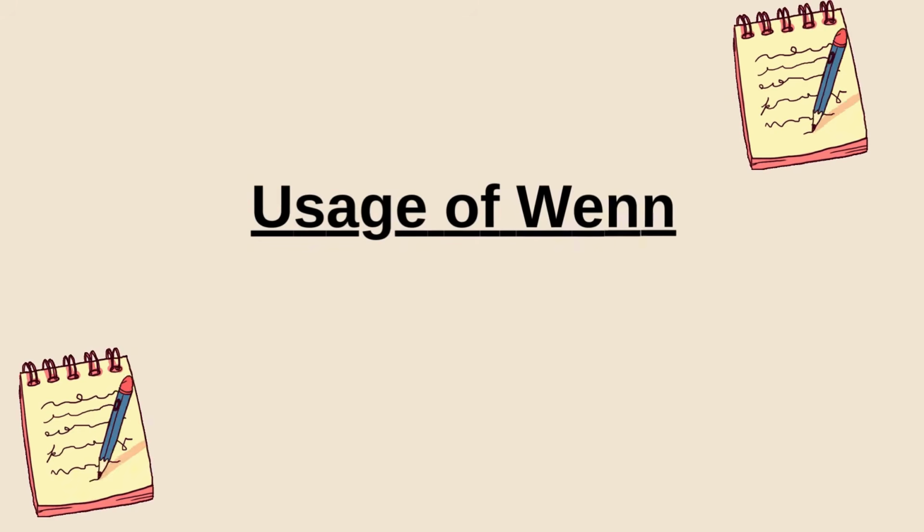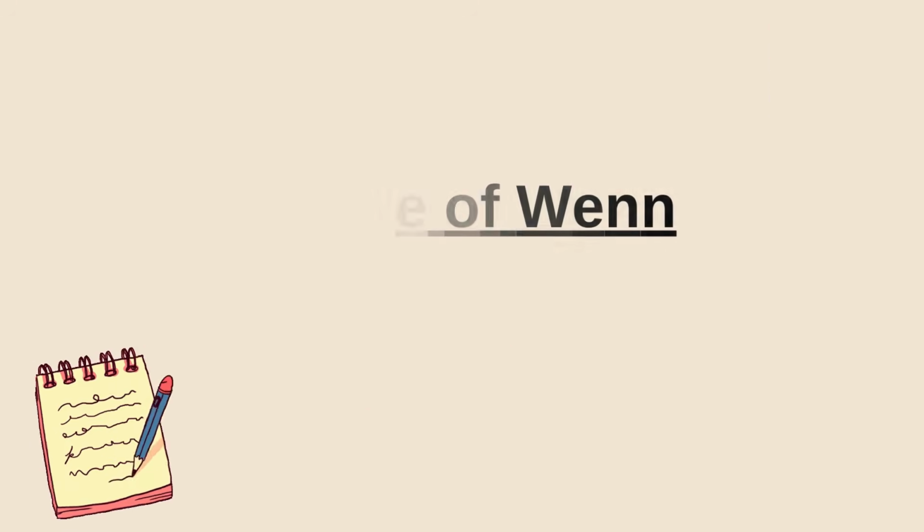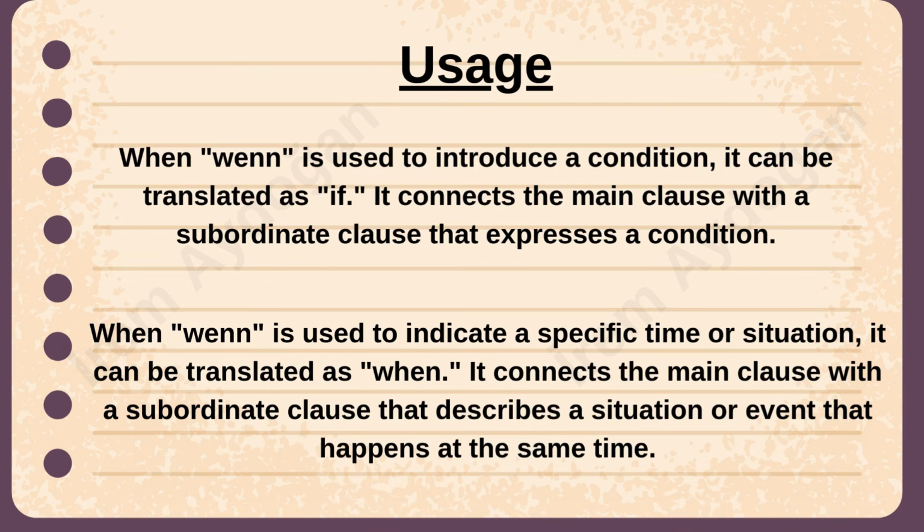The usage of wenn. Wenn is used to introduce a condition, it can be translated as if. It connects the main clause with a subordinate clause that expresses a condition, like if in English. Wenn is also used to indicate a specific time or situation, it can be translated as when, and it connects the main clause with a subordinate clause that describes a situation or event that happens at the same time.